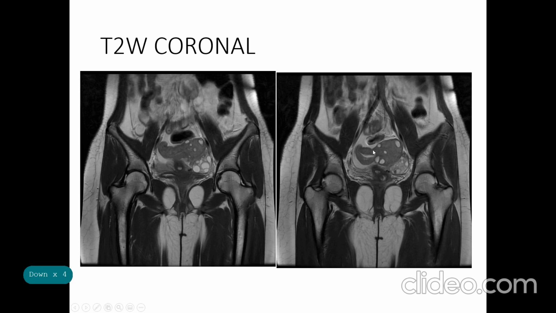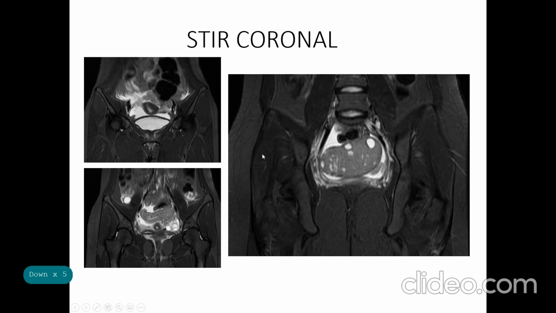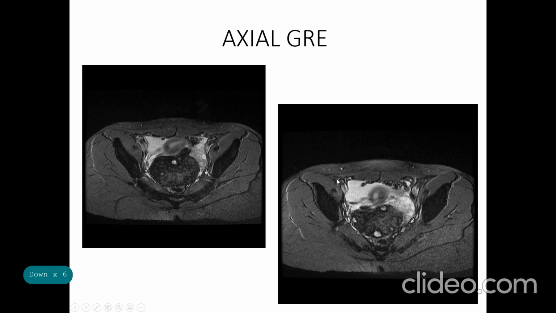On T2 coronal weighted images, you can see that this is the normal uterus. This is the normal left ovary. This is the enlarged right ovary. On STIR coronal images, you can see this is the normal uterus, enlarged right ovary, normal left ovary, and hyperintense free fluid in the pelvis and pouch of Douglas. On axial GRE images, you can see the blooming on GRE noted within the lesion, suggestive of hemorrhage or necrosis. And this is the twisted pedicle.